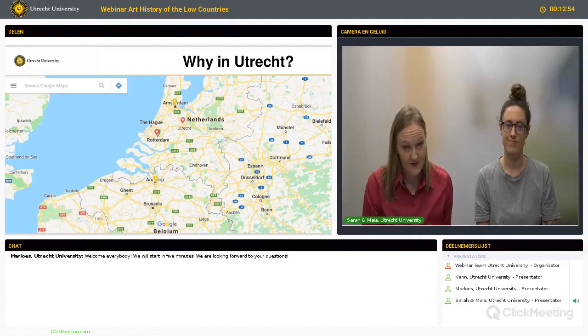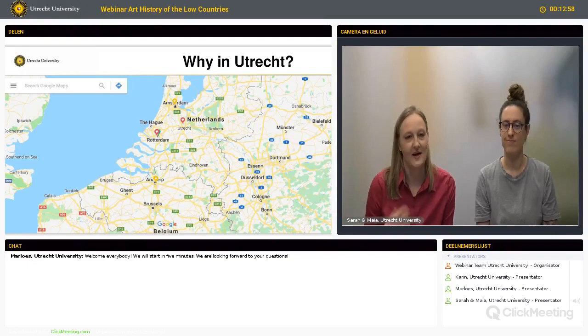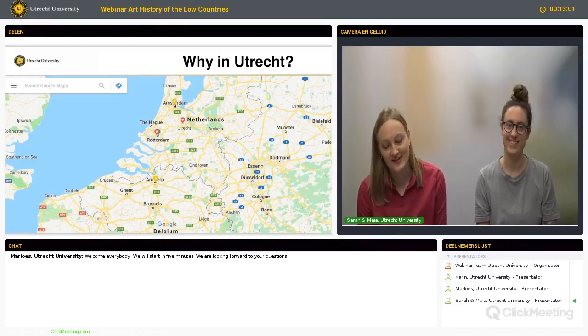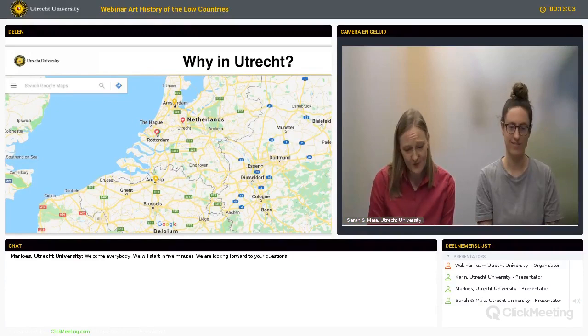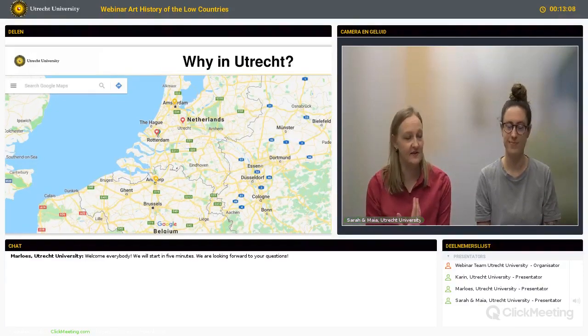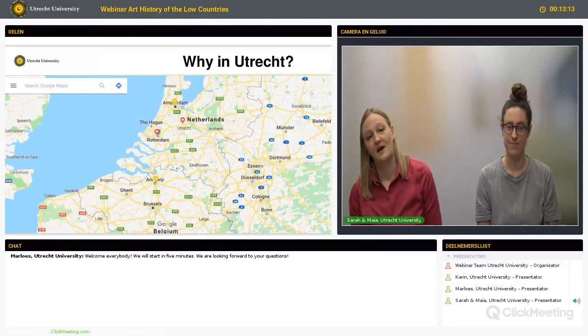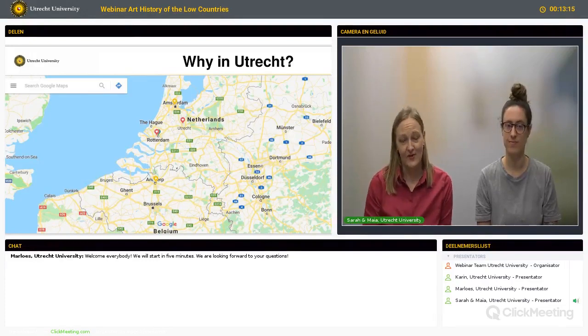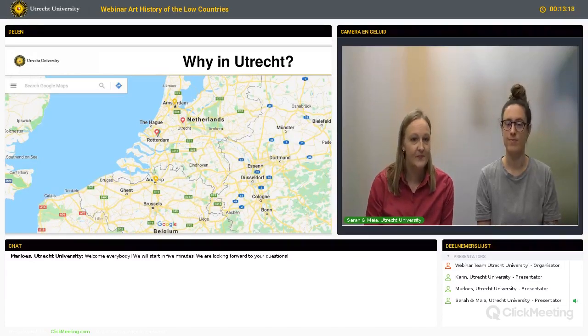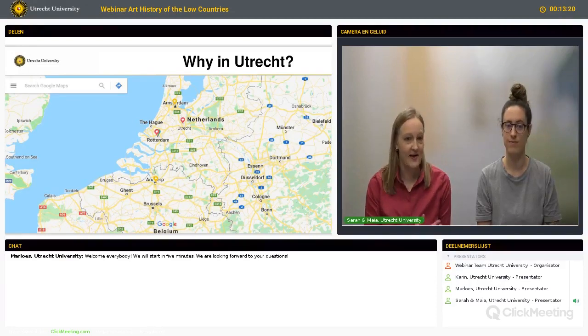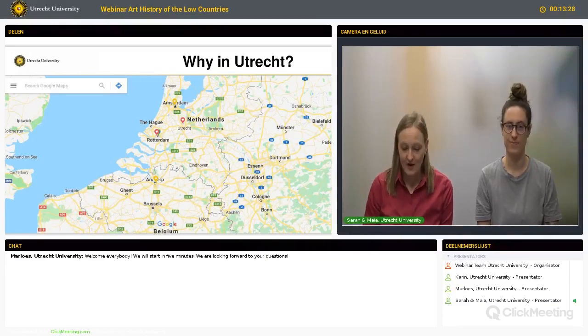As you can see on the map, or if it's too small for you, you can pull up Google Maps later, but we are very centrally located in the Netherlands. It is really less than 40 minutes to get to most of the main cities, to get to The Hague with the Royal Library and the Mauritshuis Museum, several other museums, Amsterdam with all of its museums, including the Rijksmuseum, and Rotterdam is also less than 40 minutes by train, and they have really great sources for modern architecture.